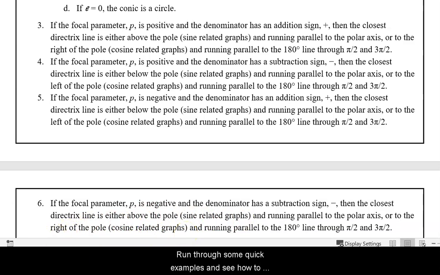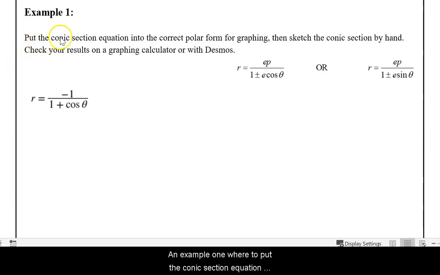Let's run through some quick examples and see how to apply what we've learned to different equations. In example 1, we're to put the conic section equation into the correct polar form for graphing, then sketch the conic section by hand. We'll check our results on a graphing calculator or Desmos. Probably we'll use Desmos.